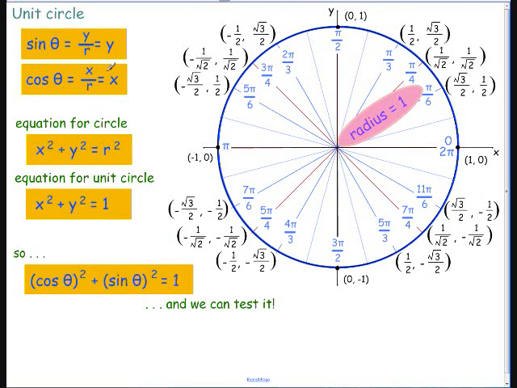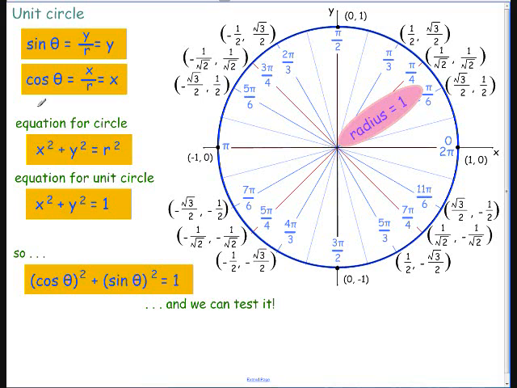Unit circle. We know that the sine of theta is y over r, and in a unit circle, r is 1. So with the radius being 1, here's my sine at each of the angles. That's my sine ratio. The equation for a circle is x squared plus y squared equals r squared. The equation for a unit circle is x squared plus y squared equals 1 squared, or 1.